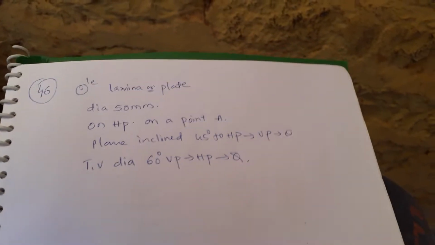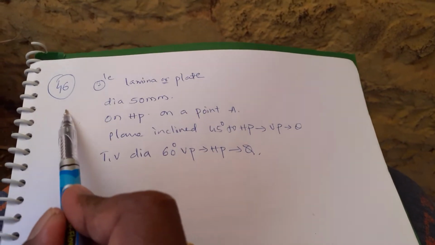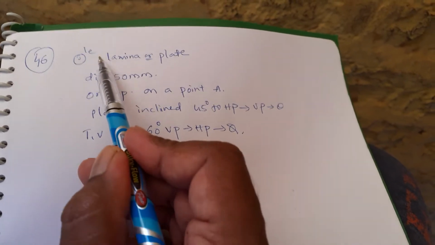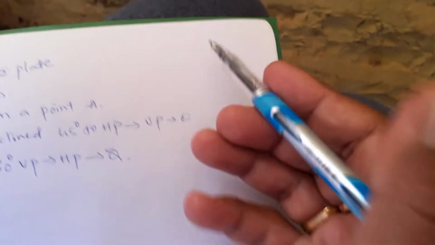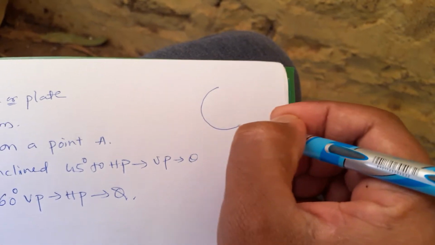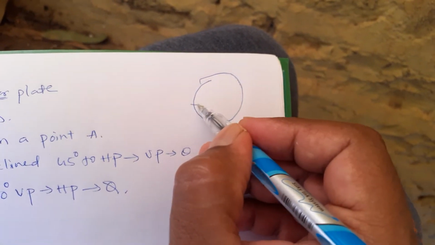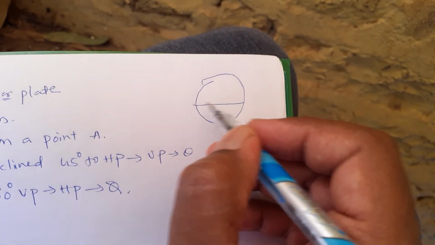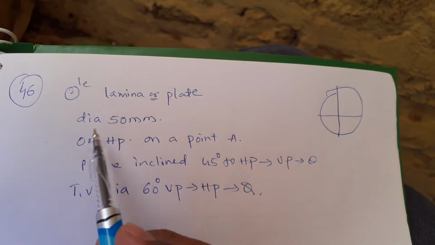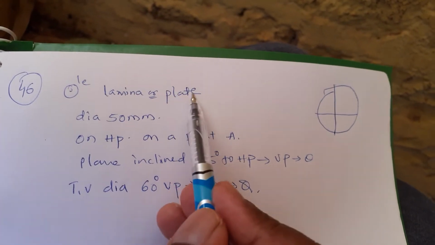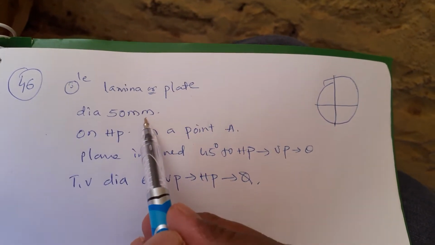Hello students. Today we are going to start with the 46th problem, a circular lamina or plate. Generally, a circle has only a diameter. You can say a diameter: this is the horizontal diameter, this is the vertical diameter. We say a circular lamina or plate having a diameter of 50 mm.